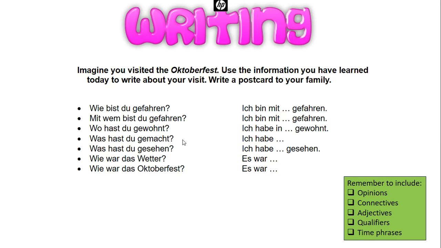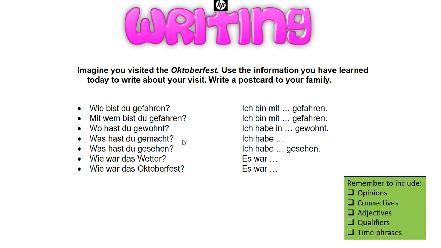Okay, right. We get on to some writing practice now. So imagine you visited the Oktoberfest. Use the information you've learned today to write about your visit. Write a postcard to your family. Okay, so you need to cover the following things. Wie bist du gefahren? How did you travel there? Mit wem bist du gefahren? Who did you travel with?